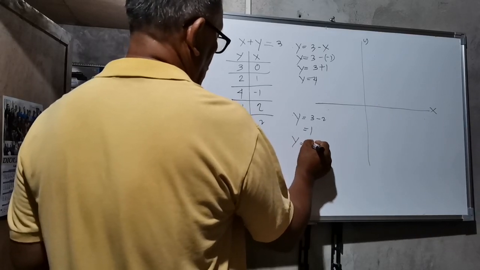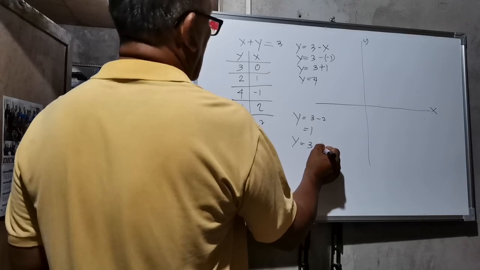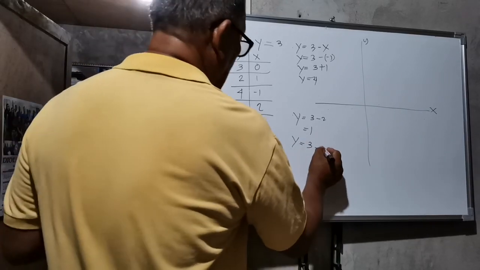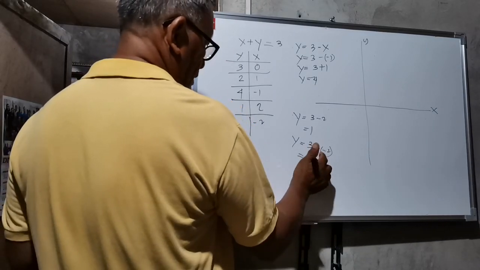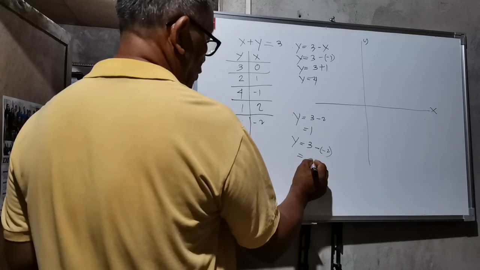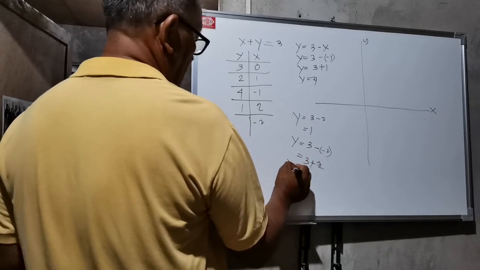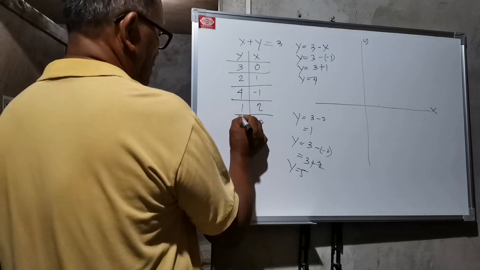Y is equal to 3 minus negative 2. Therefore, negative will give us positive. Positive 2 plus 3 is 5. Okay, so the value of y is 5.